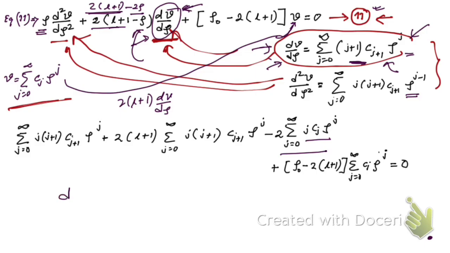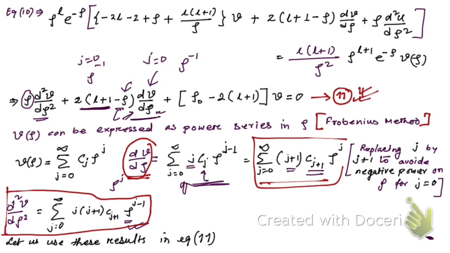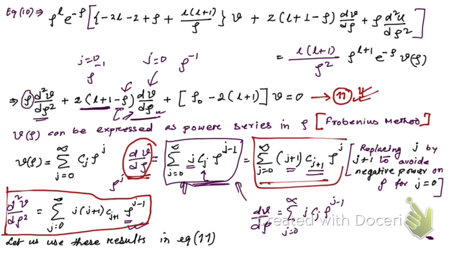Actually, let me go back to the previous slide. Here you can see we first had this result. Initially we had del v by del rho equal to summation j equal to 0 to infinity j c j rho to the power j minus 1. We have replaced j by j plus 1 to avoid the negative power on rho. If you put j equal to 0, then you will get a negative power, so we have to avoid that.